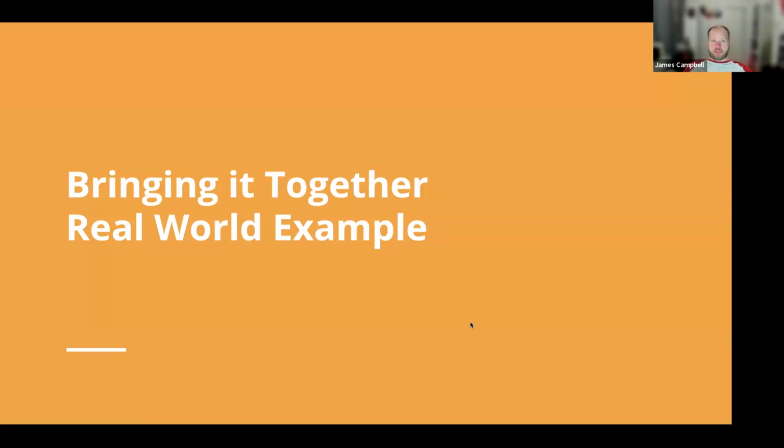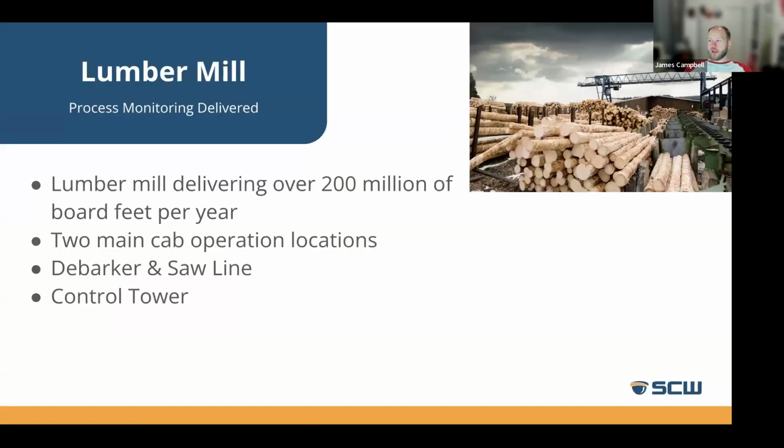So the last part of this presentation is bringing it together into a real world example. One of the other ones we've got is a lumber mill that delivers over 200 million board feet, excuse me, of lumber per year, which is a lot. They have two main cab operations, a debarker and a saw line, and also a control tower where they need video as part of their operations.